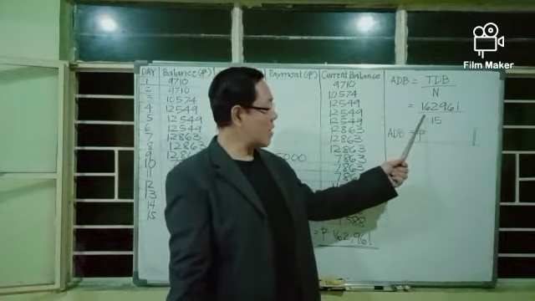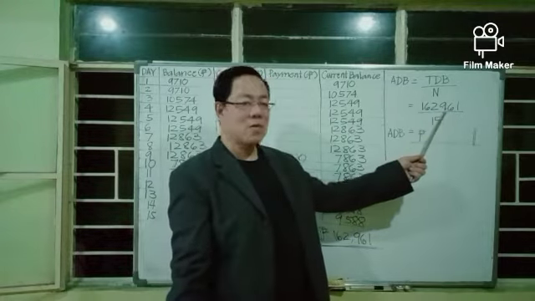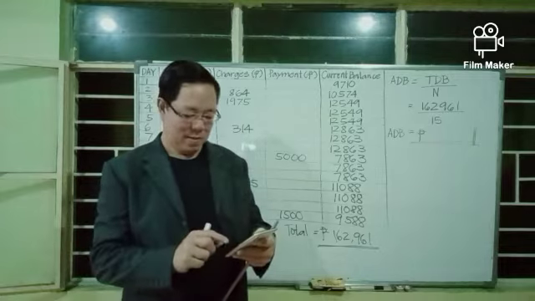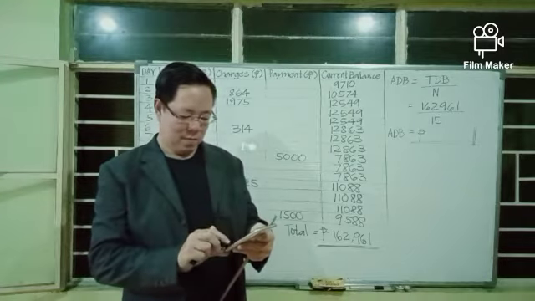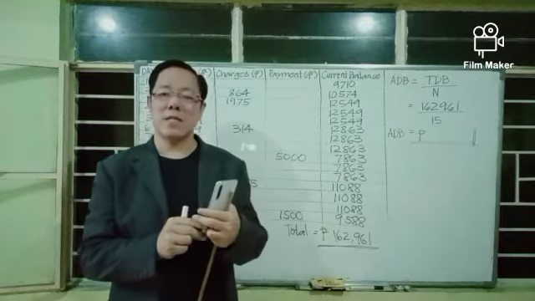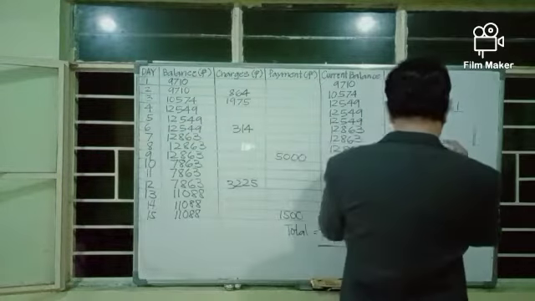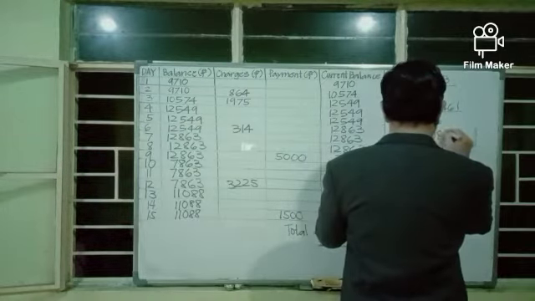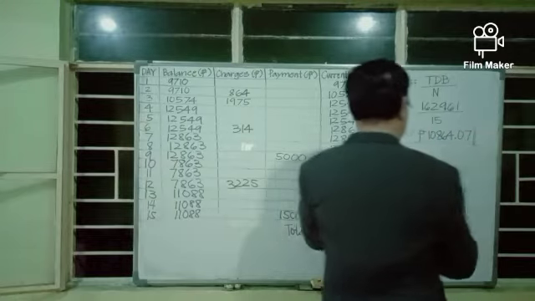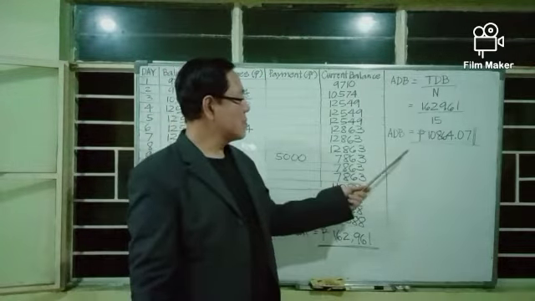We divide 162,961 by 15 using our calculator. And you should get 10,864.07. And this is the average daily balance.